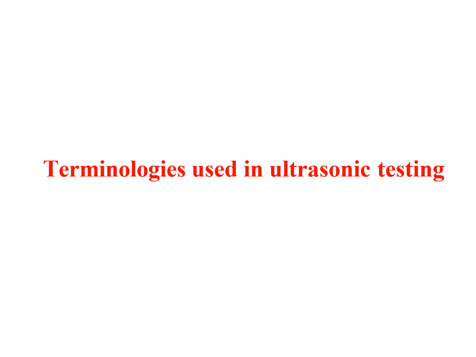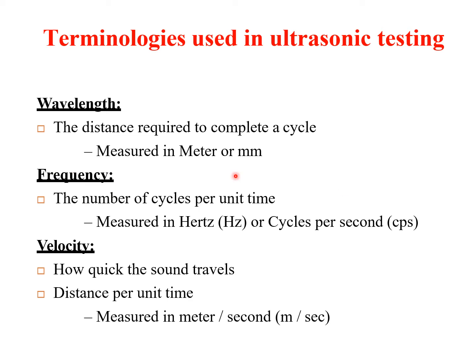Now we move on to the terminologies that are used in ultrasonic testing. First one is the wavelength. Wavelength is the distance required to complete a cycle. The wavelength is represented by lambda. It is measured in meters or millimeters. Frequency is the number of cycles per unit time, represented by a small f.